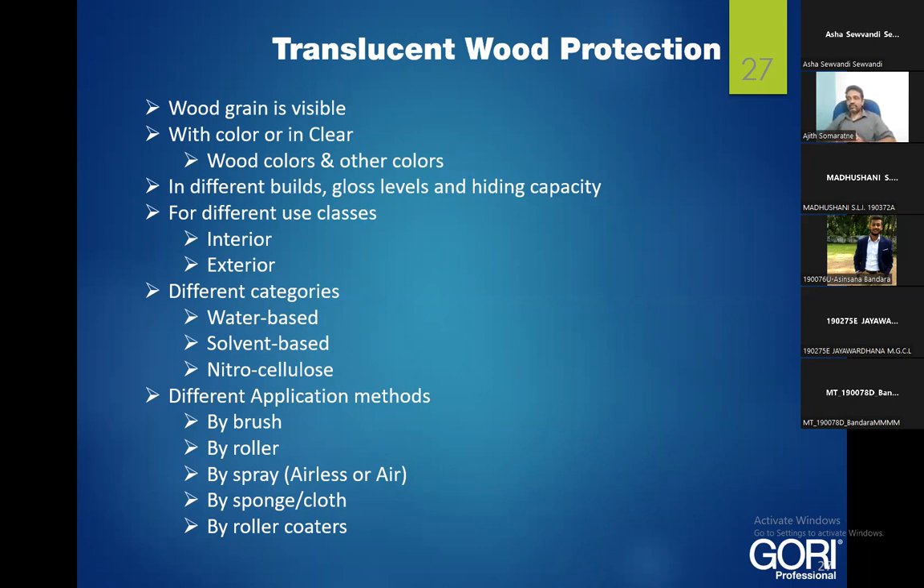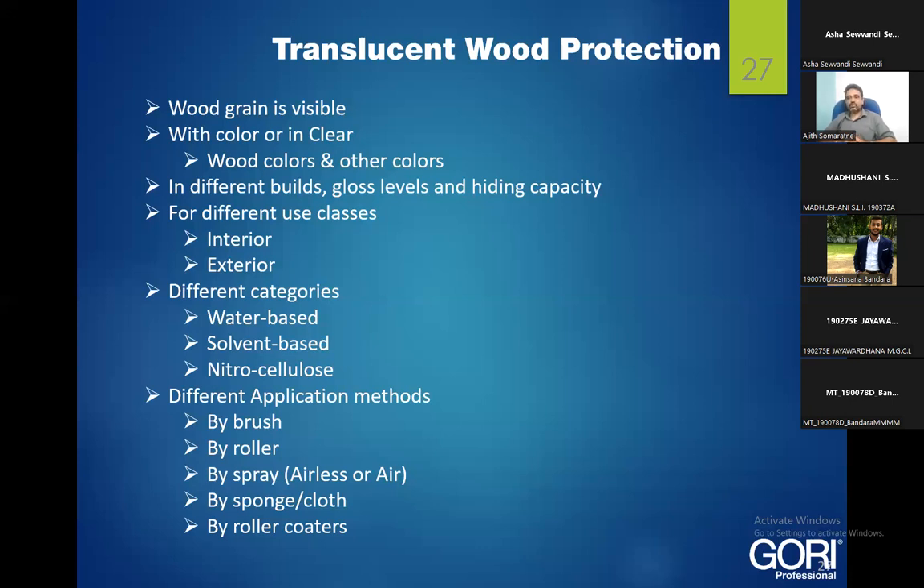Also in different builds, different coating thicknesses, different gloss levels, or different hiding capacities, you can get the coatings according to your specification. And there are some coatings for interior and exterior also. If it is interior, we have to consider health and safety, VOC levels and all. Then for the exterior, we have to think about atmospheric or weathering concerns. Also in different categories, water-based coatings are there, solvent-based coatings are there, nitrocellulose coatings are there, some other categories also there.